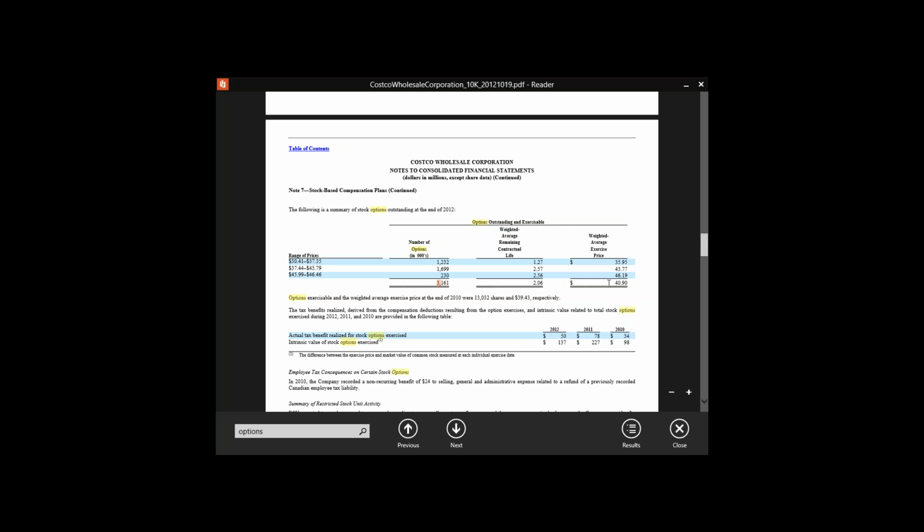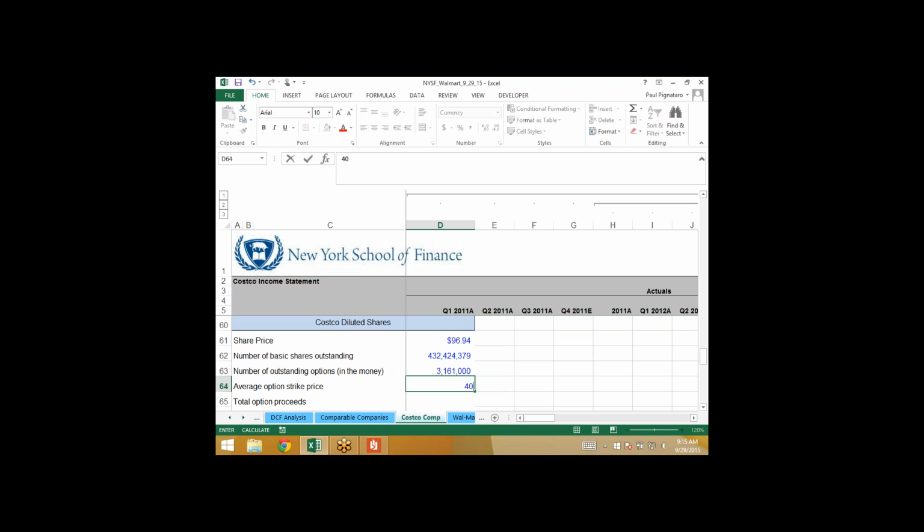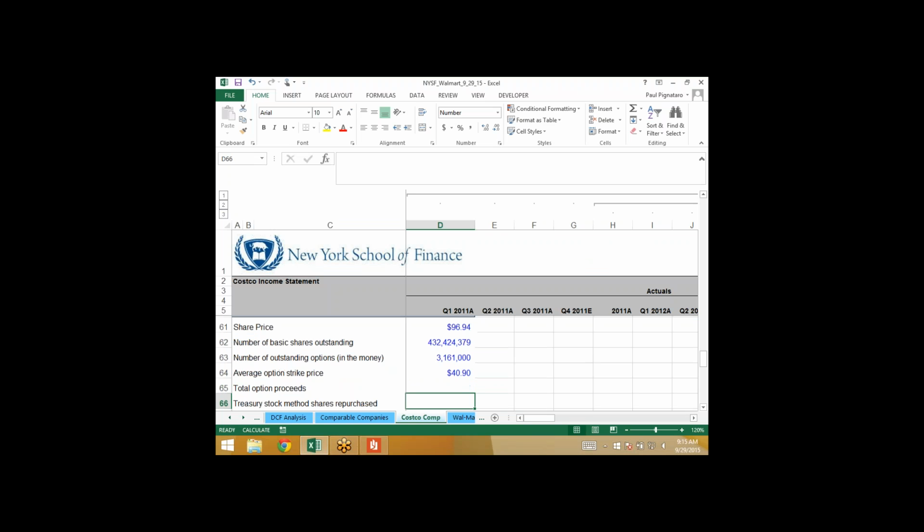And what is the strike price of those options on average? I could have broken this down into 3 categories if I wanted to, but you know what? They're all in the money. We're trading at 96. If you had a stock trading at 45, and some were in the money and some weren't, then I would get into this detail. But in this case, since they're all in the money, I wouldn't even be concerned. $40.90 is the average strike price.